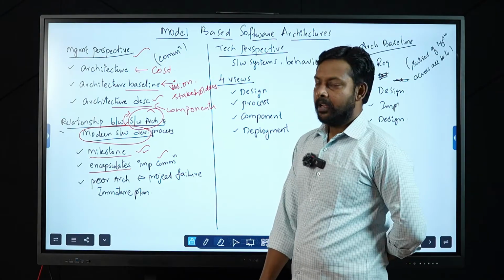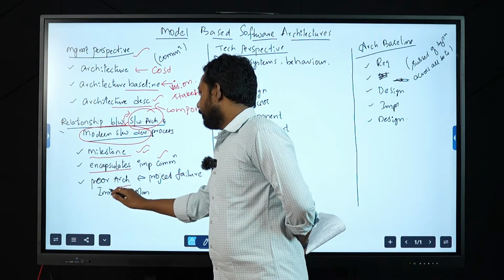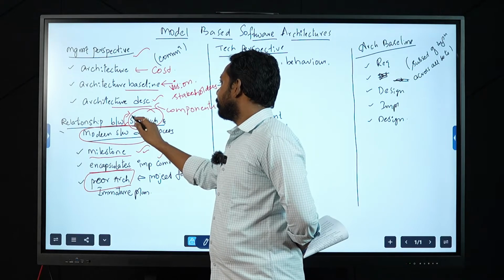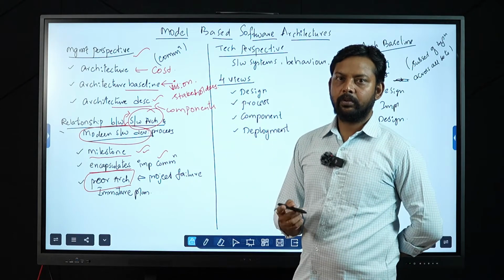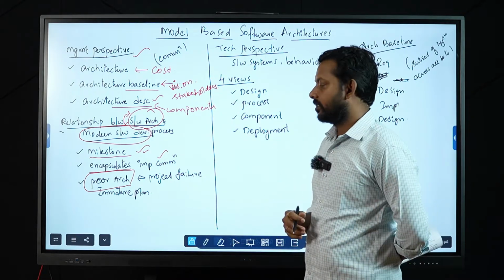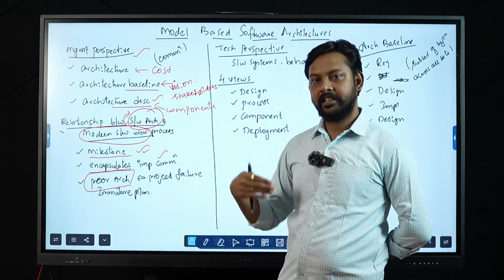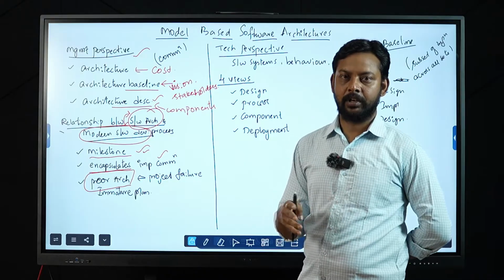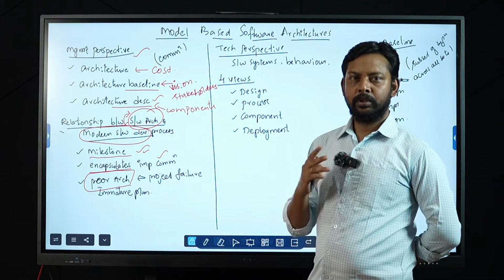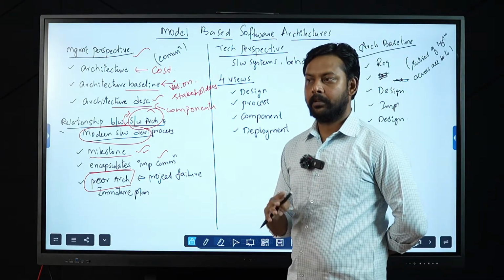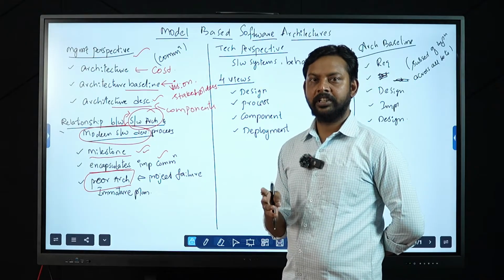And next, if either of these two processes creates an architecture which is poor in nature, or if the plan designed by you is not mature, if it is immature, then in both these cases the rate of failure of your project is much higher.